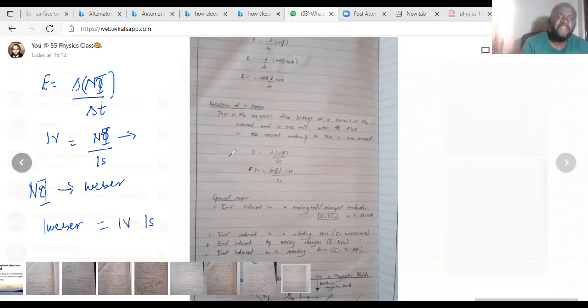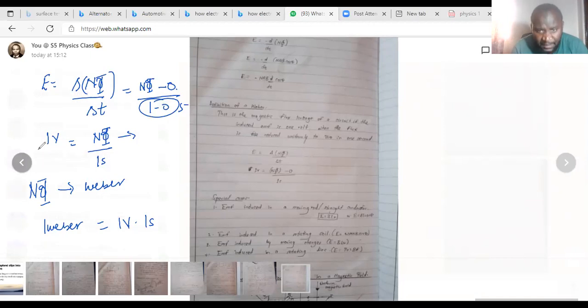So the change in flux becomes the original flux you have, minus 0, because the change in flux is from what you have before to 0, over the change in time, which is 1 second. So you are changing the flux from what you had to 0 in 1 second. When you do that, the magnetic flux linkage required to do that is what we call 1 Weber.